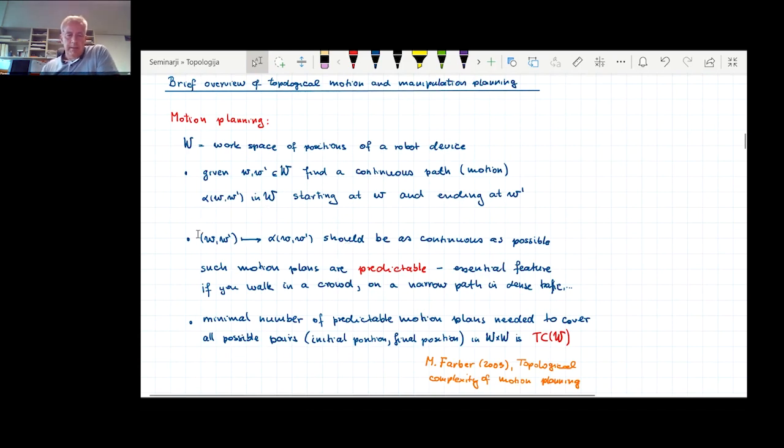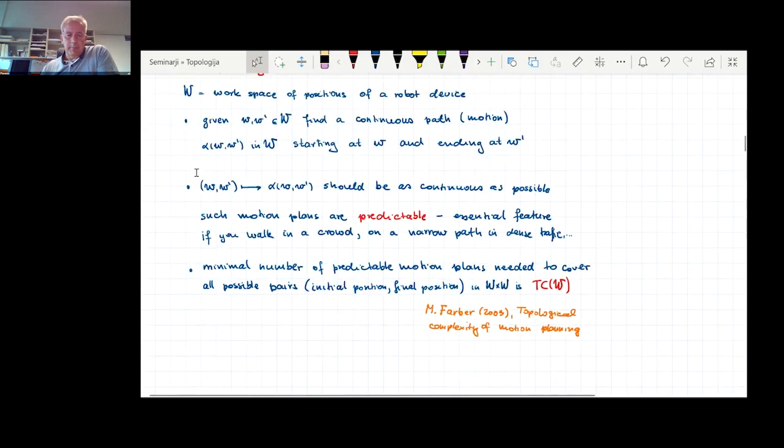Now we add another requirement, so that the map which maps this pair of input data into a path is continuous, or at least, if you cannot find a continuous solution, at least a solution which is continuous as much as possible. And we call those paths in different ways, of course, continuous, but sometimes we say that it is a robust path, or that it is a predictable motion planning.